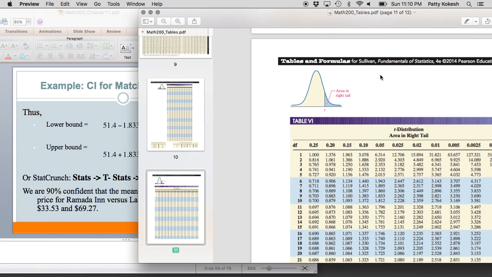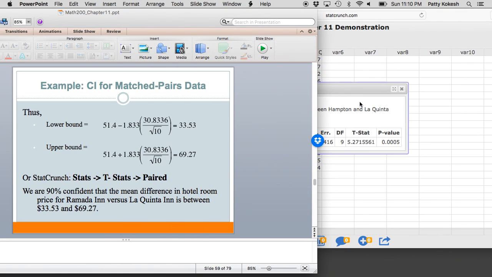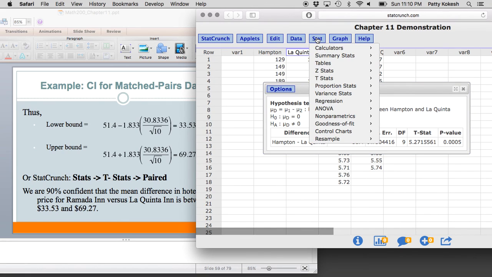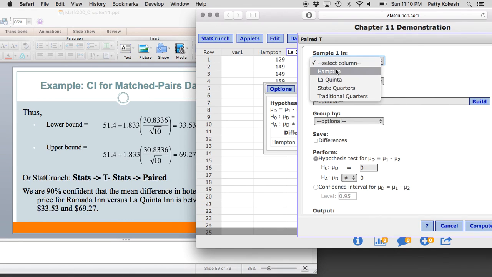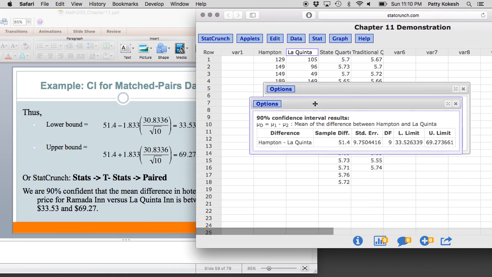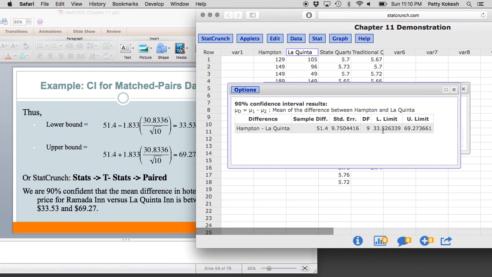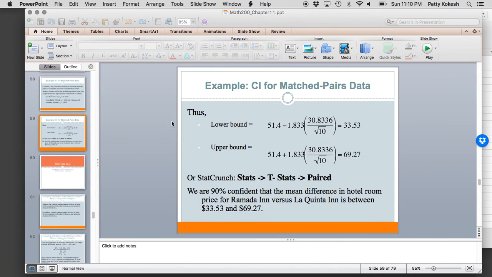Now in StatCrunch this is very easy as well. We can do this the exact same way that we did this before, which really I already have my hypothesis test open. I could just edit this a little bit. If I go to T-stats, I have paired data. Sample 1 is my Hampton data. Sample 2 is my La Quinta data. And this one I want a 90% confidence interval. So I just select the confidence interval radio button and I do 90 and I do compute. And if I move this over, that gives me a lower limit of 33.53 and 69.27. So it's the same values that we got right here.